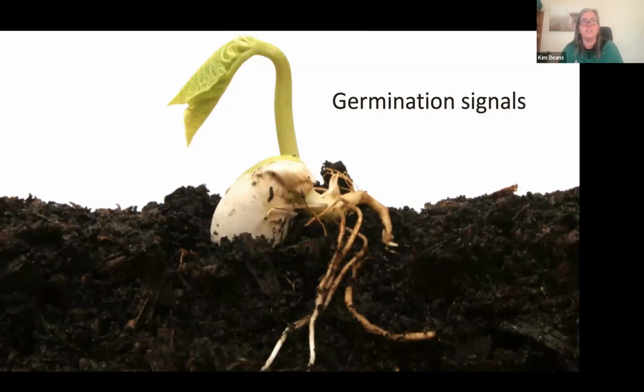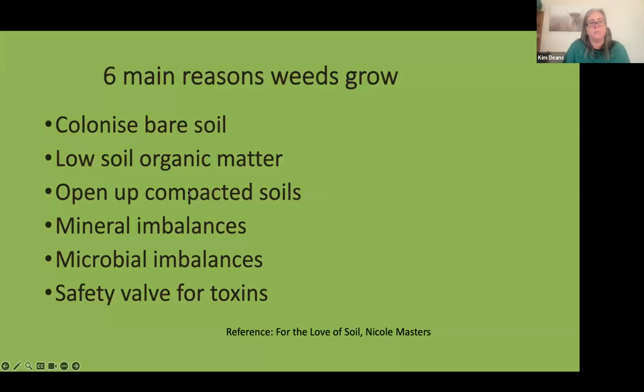It's interesting when you've been in the landscape for quite a while, sometimes you see a plant pop up that you've never seen before. And it's there to do a job when we start to understand it. It's just fascinating. This is also a really helpful list, and it comes out of Nicole Masters' book, For the Love of Soil, the 6 reasons weeds grow. So when you're looking at your challenge weed, the one you're curious about today, think about what reasons here might be resonating with that plant.